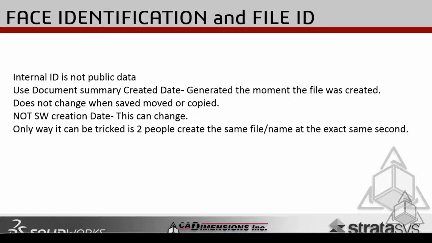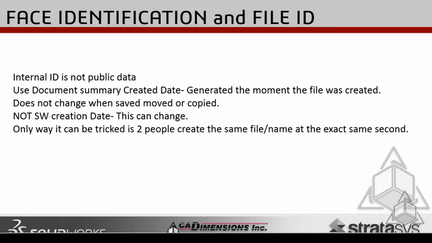Now, that being said, how the heck did I get a file that opened up that said the file ID is different? Well, we're going to show that a little bit later, but you can create file IDs that are the same geometry but different. So keep in mind this is not the SolidWorks creation date because that can change the SolidWorks custom property. The only way in SolidWorks that you can trick the software into making two files with the exact same ID is to have two people create the same file with the same file name at the exact same second.